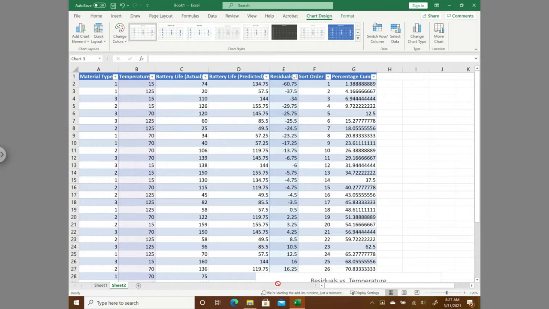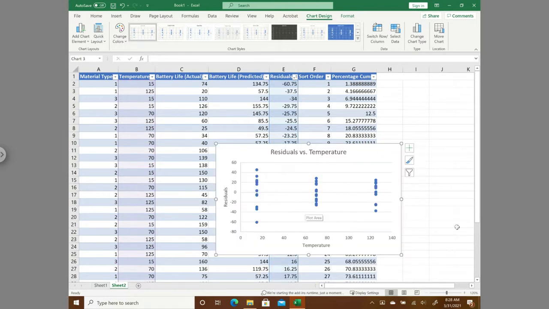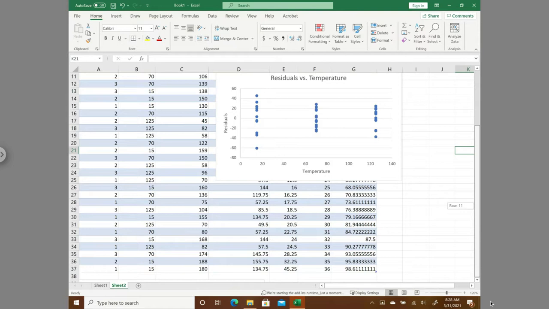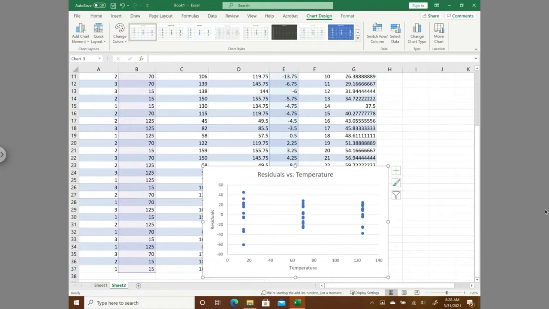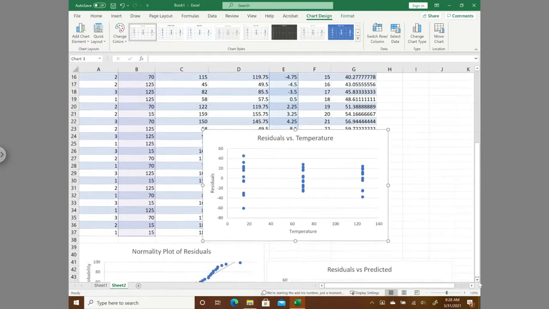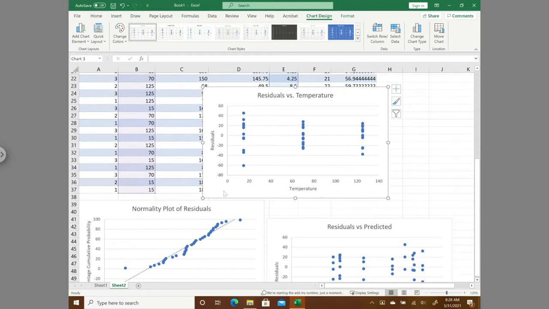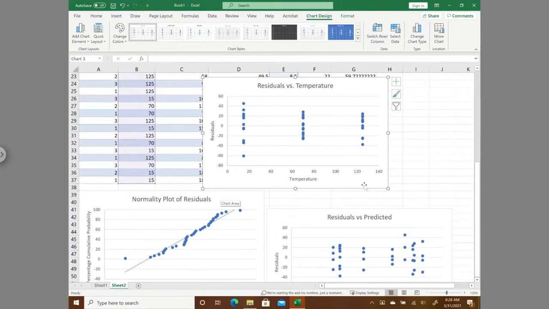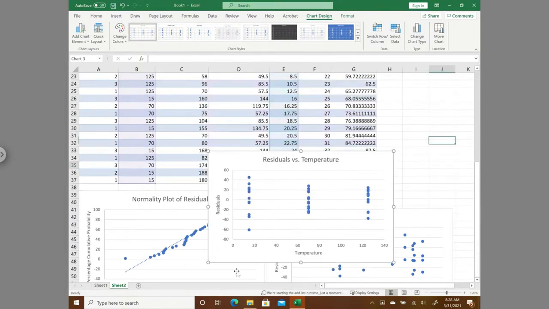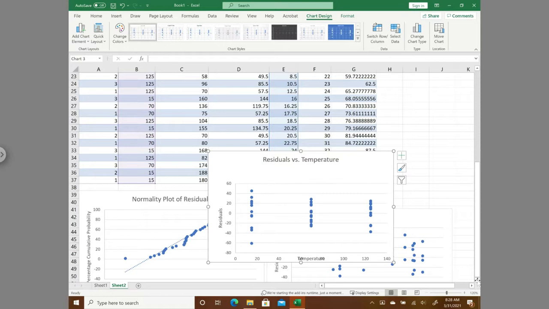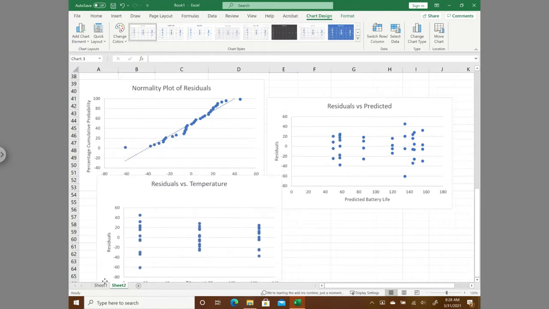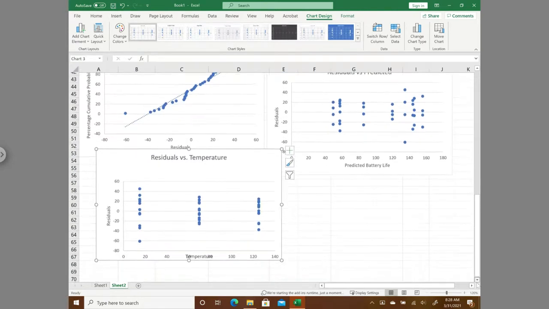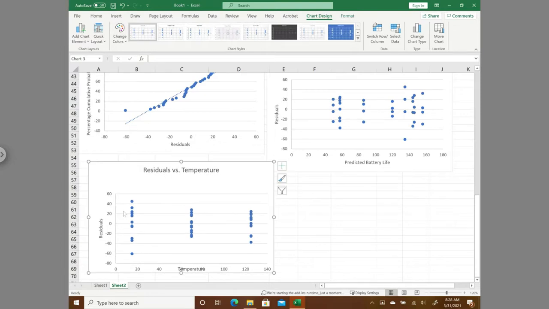But that's one chart. Okay, let's put this chart somewhere. Let's move it somewhere else. You can organize this nicely afterwards. I'm just trying to get it out of the way. So I put it here.